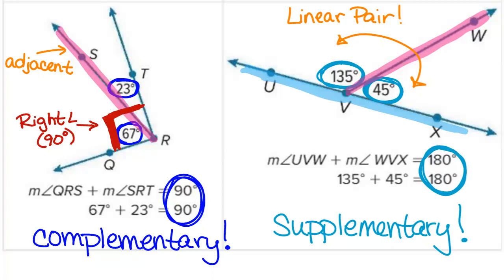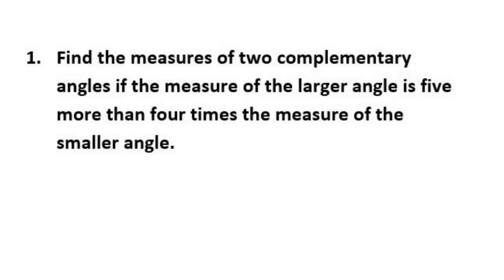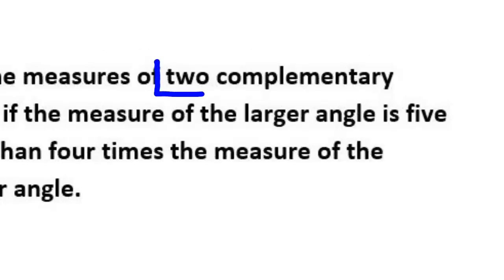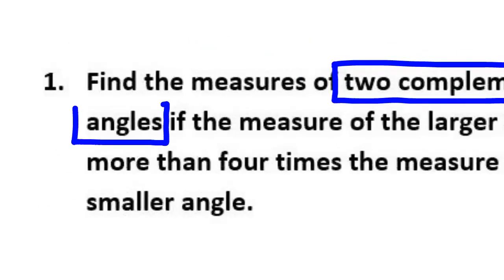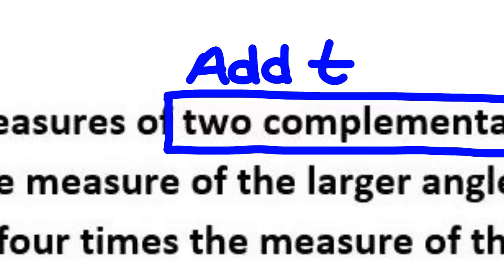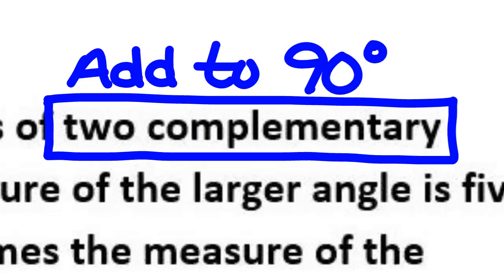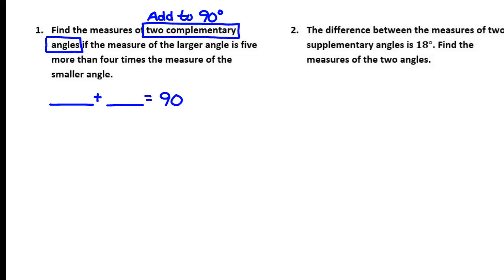Let's try a couple examples with complementary and supplementary. Let's flip over to page 9. It says, find the measure of two complementary angles. Complementary means what again? Add up to 90. So before I even read any further in this problem, I know I'm going to have something plus something equals 90 because they're complementary.